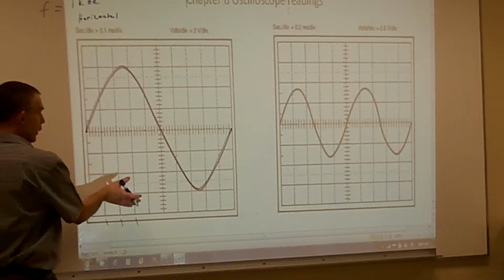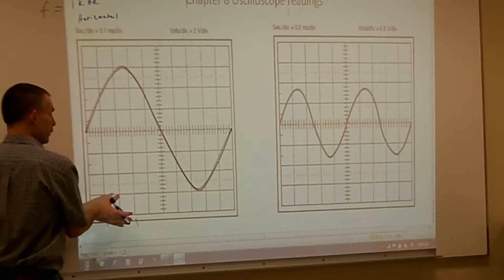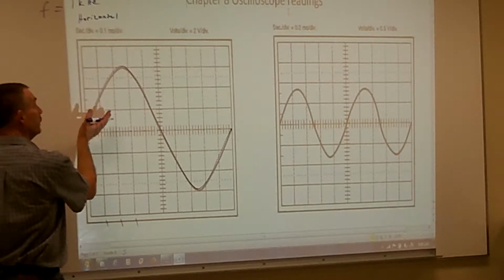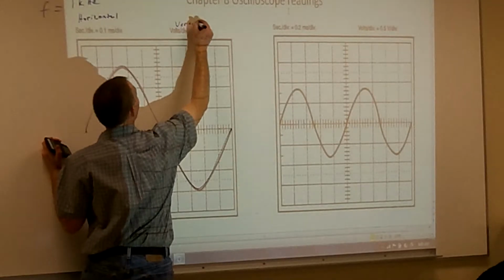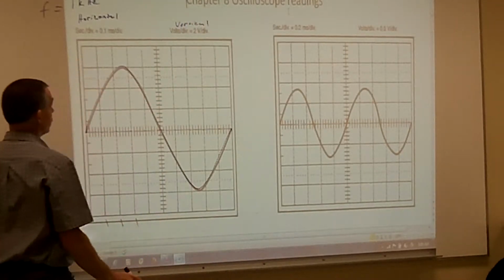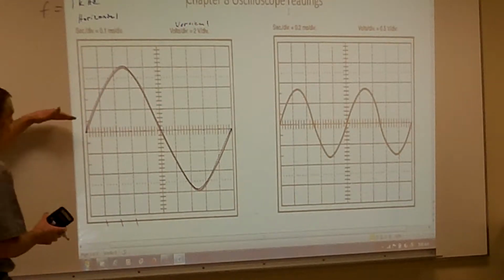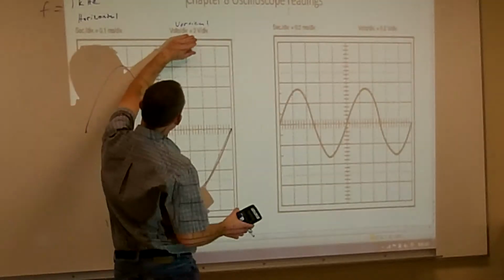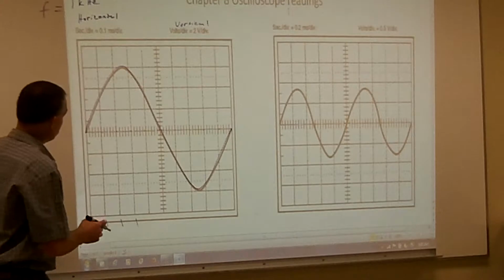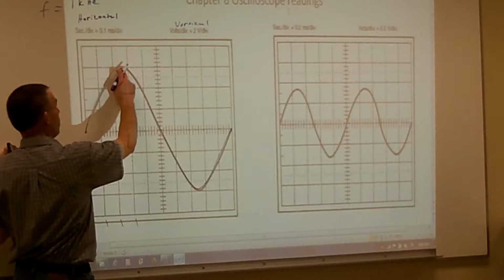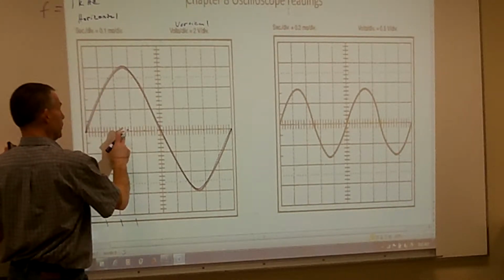And now my next thing is I want to measure my amplitude. That's going to be my vertical position. How high does it go? On this one, my vertical divisions are going to be 2 volts per division. So again, I'm just going to start out, and I want to go up to my peak value. I'm just going to count how many major divisions I have.